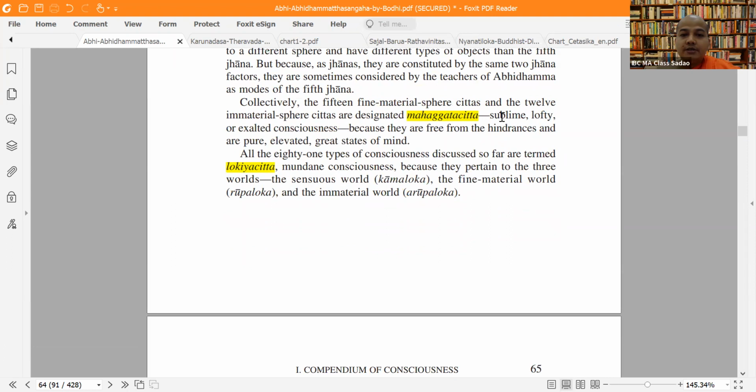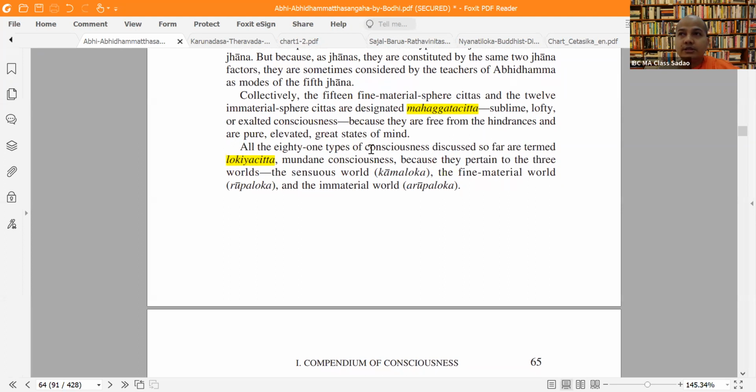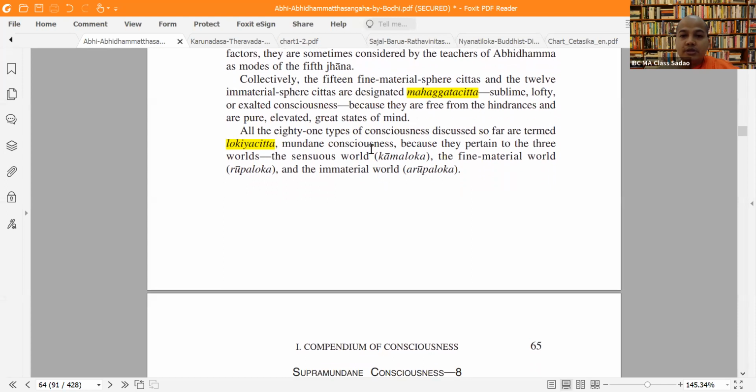Collectively, the 15 fine material sphere chittas and the 12 immaterial sphere chittas are designated as mahagata chitta, sublime or lofty. So these two categories of chittas are regarded as exalted or sublime consciousness. Higher consciousness, okay? Supreme consciousness, because they are free from the hindrances and are pure, elevated, great states of mind. You see, the word used here is free from the hindrances. They are not eradicated completely, but when you are in the jhana states, they are not present.